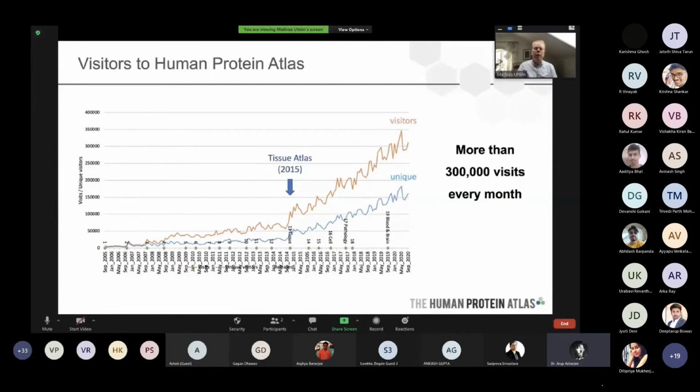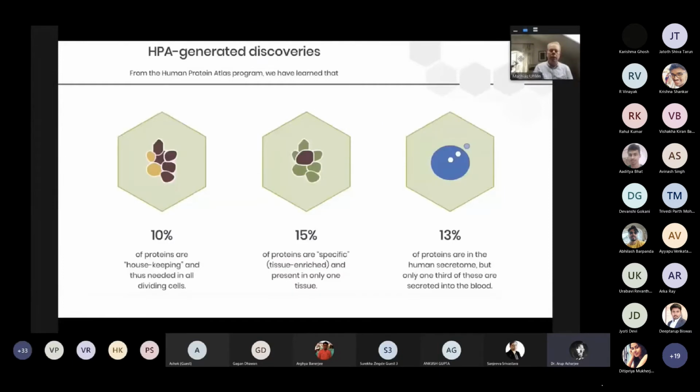So what have we learned? Well, we have learned that about 10% of the proteins are what we call housekeeping, and thus needed in all dividing cells. About 15% of the proteins are specific and present in only one or very few tissues. And about 13% of the proteins are secreted. We call it the human secretome. And these are, of course, very interesting for all of us that are looking at blood proteins.